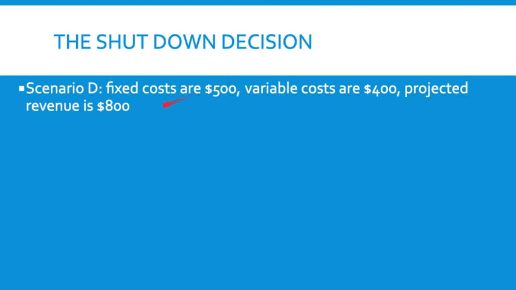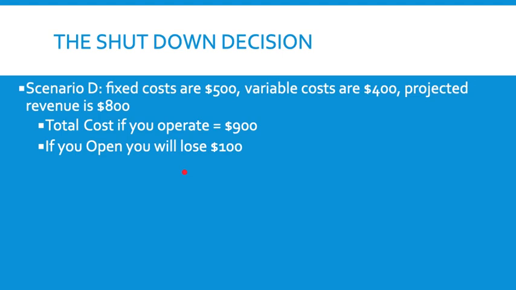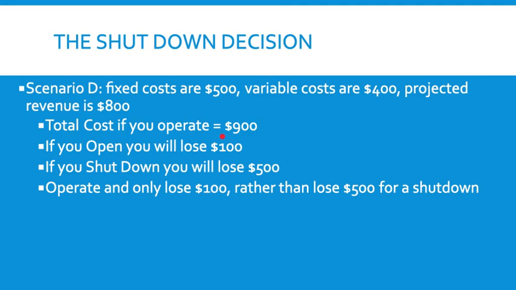And then the last scenario, if your fixed costs are $500 and your variable costs are $900, and you project to make $800, your total cost would be $1,400, fixed plus variable. And if you open, you're going to lose $600, right? Your total costs are going to exceed what you expect to make in revenue. If you shut down, though, you're going to lose $500 because you're going to pay that no matter what. So in this case, you would shut down.